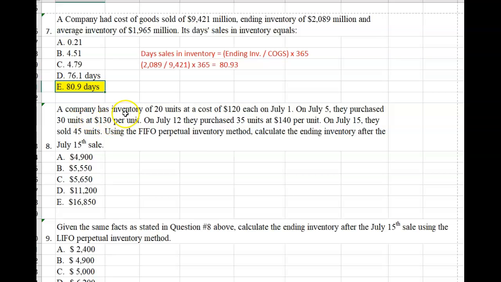A company has inventory of 20 units at a cost of $120 each on July 1st. That's beginning inventory for the month of July. It's what was left over from the month of June. On July 5th, they purchased 30 units at $130 per unit. And on July 12th, they purchased 35 more units at $140 per unit. Then on July 15th, they sold 45 units. Using FIFO, calculate the ending inventory after the July 15th sale.